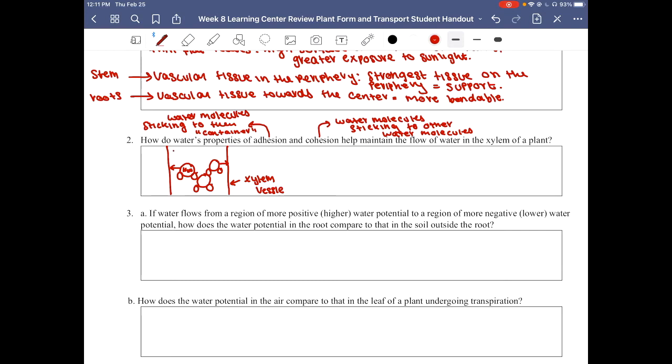And there's going to be a negative force, which is going to pull the water up. And as one water molecule gets pulled up, this water molecule also gets pulled up. Okay, so that's just an illustration of that. I can also write it out.